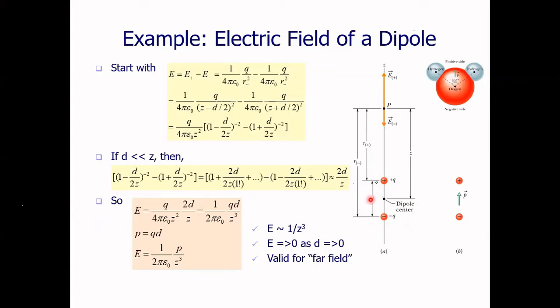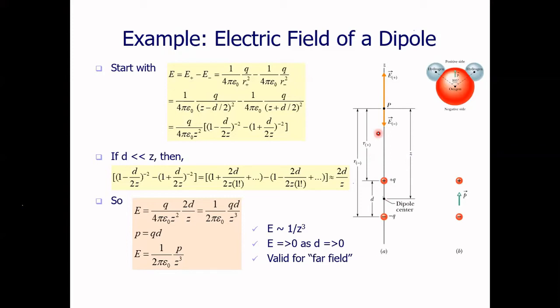Now we want to find the electric field due to this arrangement, due to this dipole. The dipole has two charges. We want to find the electric field at a given point P along the axis. This is the axis of the dipole, the line connecting the two charges. This point is at a distance Z from the center of the dipole. In short, we want to find the electric field at a point P along the axis of the dipole at a distance Z from its center.